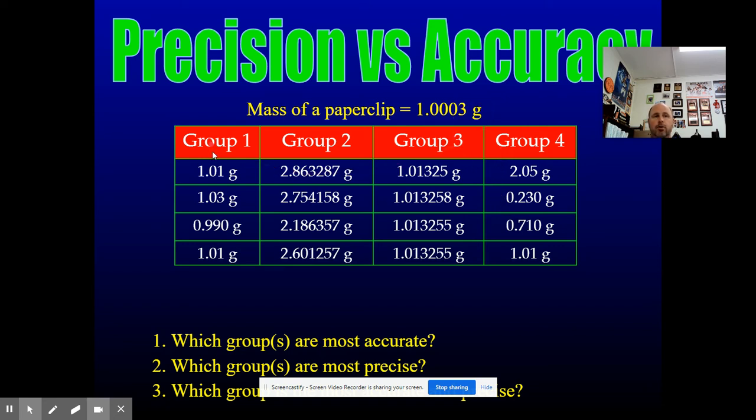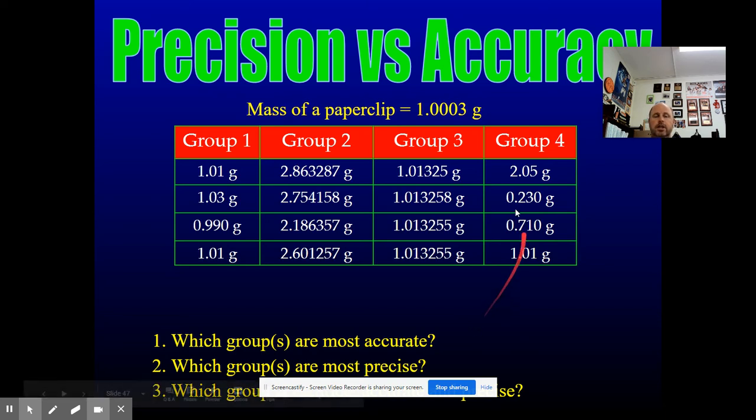All right, then we have group 1's measurements, which are these 4 right here. You have group 2's measurements, which are these 4 measurements right here. All right, you have group 3's measurements, which are these 4 numbers right here, and group 4 is these 4 measurements right here. All right, so my question is, which group's most accurate?